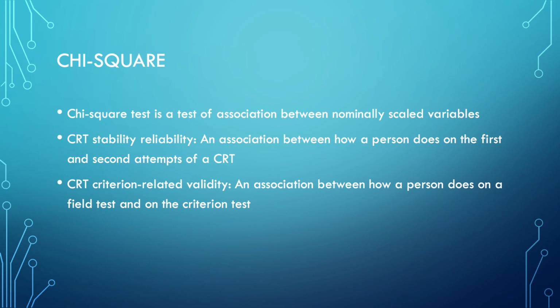The criterion referenced test, stability reliability, which is an association between how a person does on the first and second attempts of that criterion reference test. And then we also have criterion related validity, which is an association between how a person does on a field test and on the criterion test. We're not going to talk a lot about chi-squareds. It's just something I want you to be aware of.